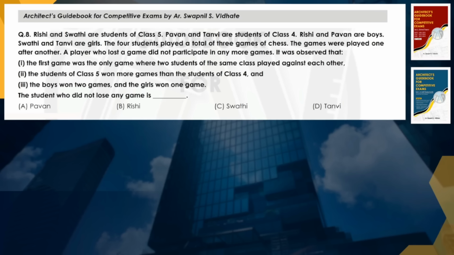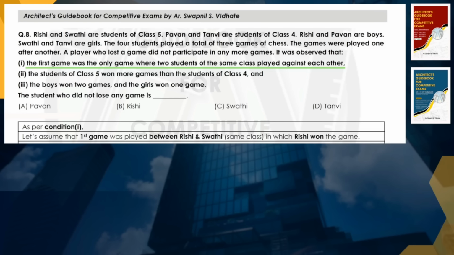So we'll just go through one by one sentence which is given in the question, and then we'll write that information while solving the question. So first condition is, the first game was the only game where two students of the same class played against each other. So let's assume that the first game was played between Rishi and Swati, right? Rishi and Swati of class 5, which is mentioned at the beginning of the question. The first condition we are fulfilling, that it was played between the same class, in which Rishi won the game.